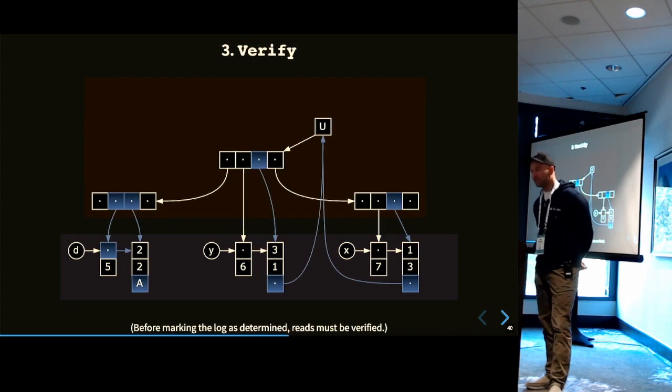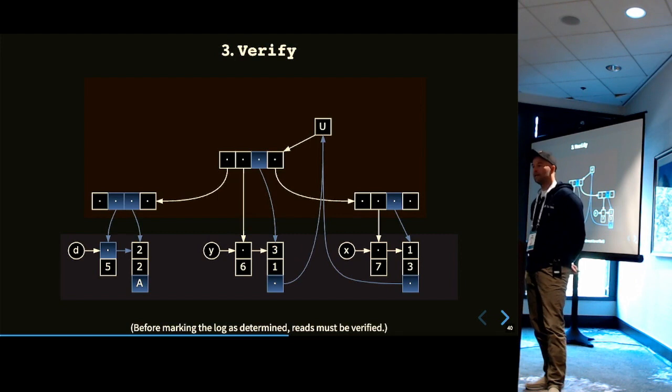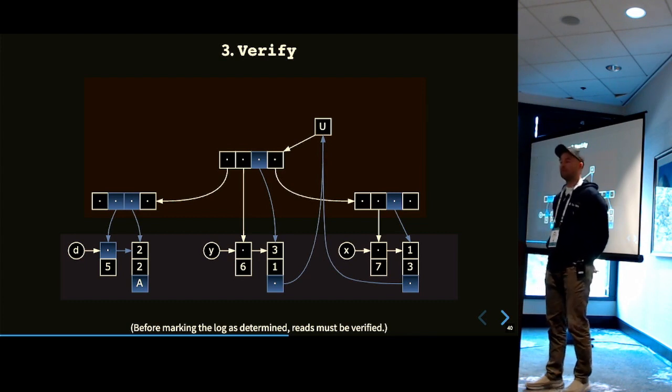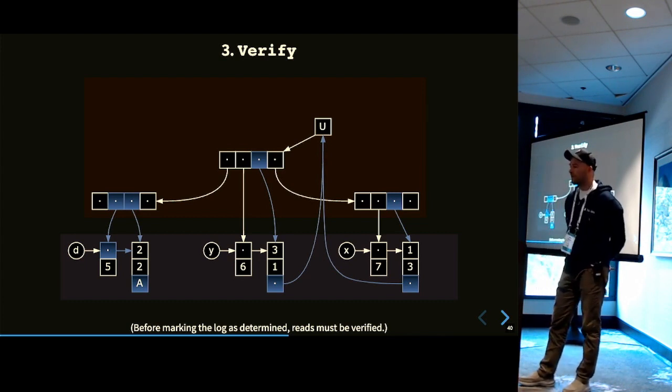The next phase is to verify the compare operations. So we go through the log again, identify the compare operations which do not point back to our transaction log, and verify that the compared locations still have their original states. Once the verify phase is complete, we can perform the final compare and set and determine the values of all the currently undetermined locations.